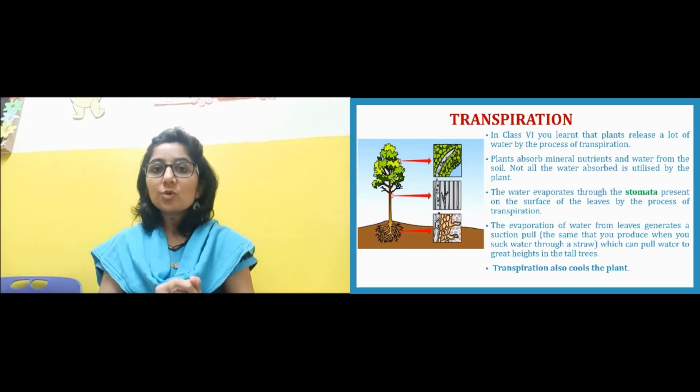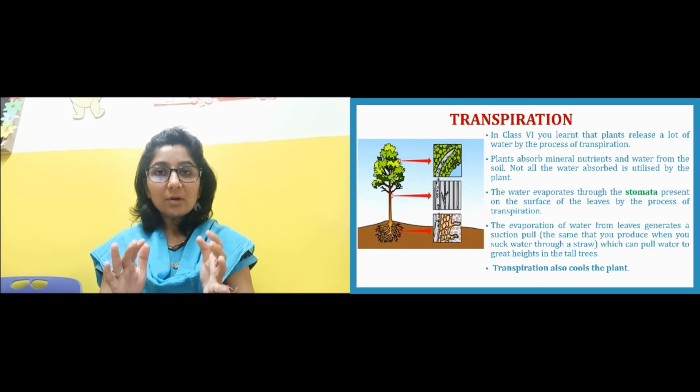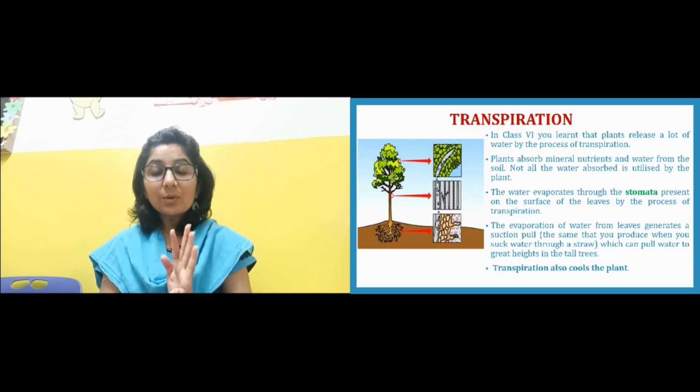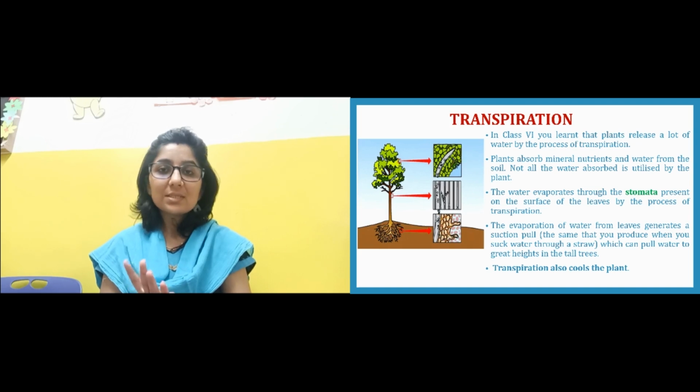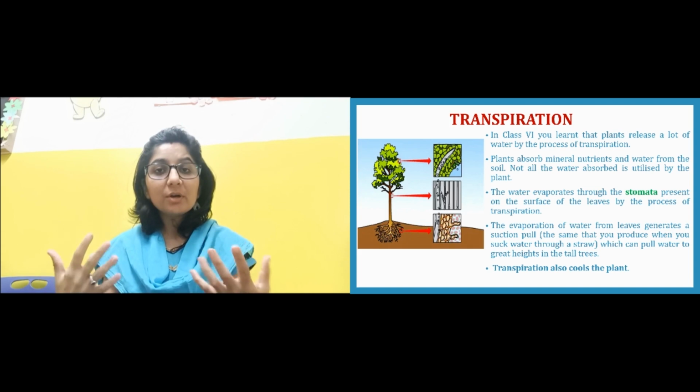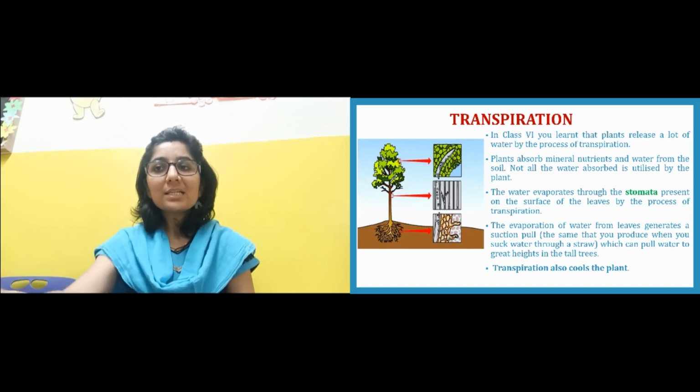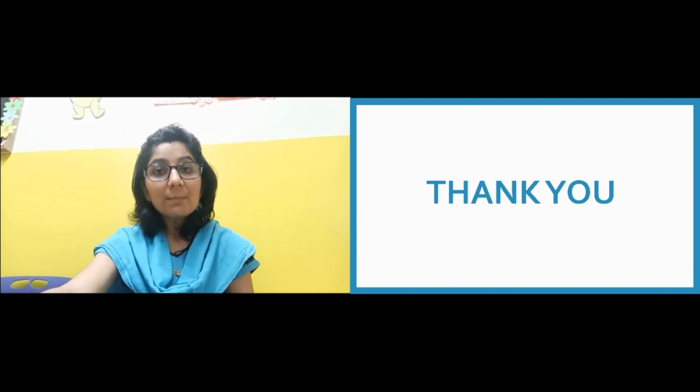Also, we have learned that transpiration cools the plant. If you are standing below a tree, you feel cool. Why? Because of transpiration. I told you the example of the earthen pot, it is the same way. As transpiration takes place, we feel cool below a tree. So transpiration also cools the plant. That is another advantage of transpiration.